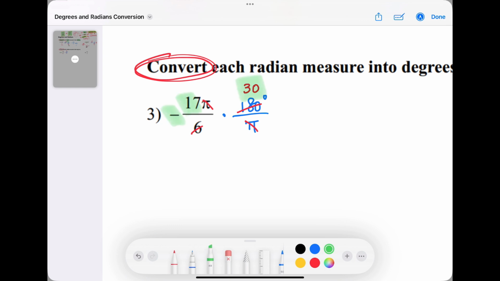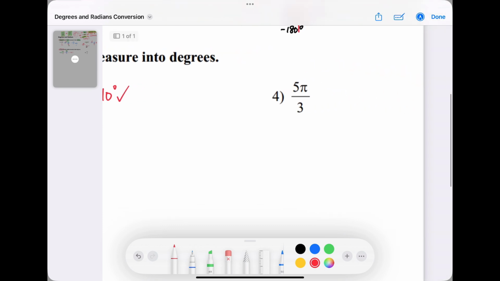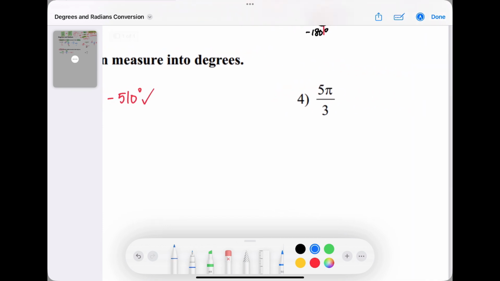So what do you have left? What you see is what you got. You got negative 17 times 30. So let's do it, 17 times 30. Can I do mental math? I know it has to be negative because of the negative symbol. So negative 510 degrees. Perfect. All right, one more.